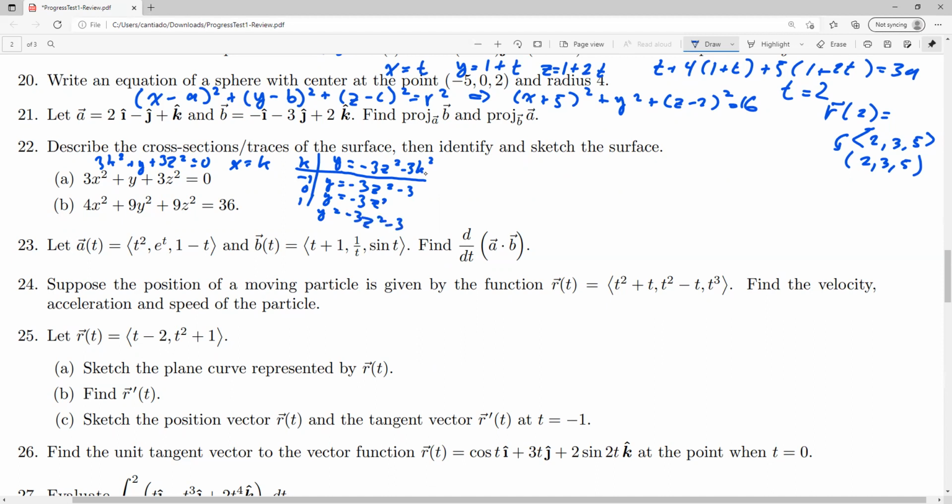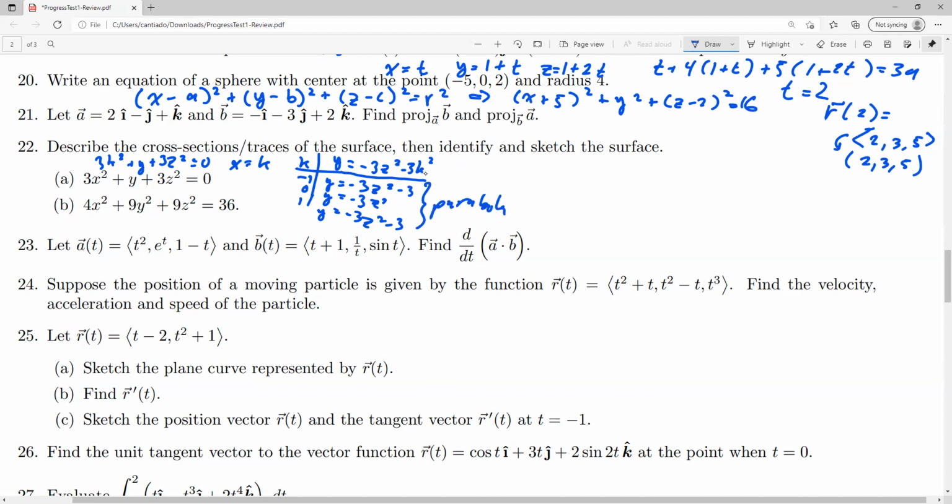And then you can keep testing different numbers until you can figure out what's going on here. What is the shape that we're seeing? What is the cross-section we're seeing? Well, all we're seeing really is y is equal to negative 3z squared. And then the -3 is just an offset. We can think of it as a shift in the y direction. And all we're seeing really here is a parabola.